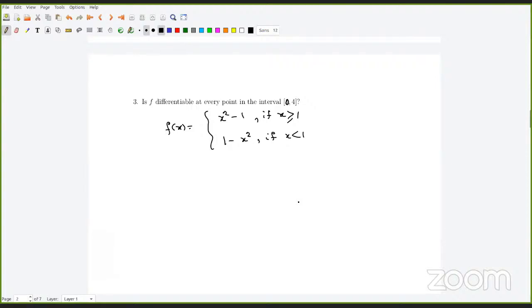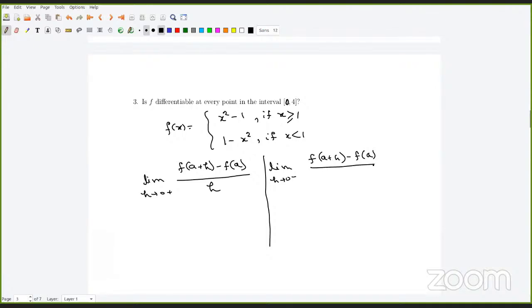First, take both the derivatives. One will be 2x, the other will be minus 2x. If I want to check it from the definition itself, then what should we do? Do you remember the definition? Limit h tends to 0, f of a plus h minus f of a by h. We have to take left hand and right hand limits. When h tends to 0 plus, I am coming from the positive side of that point, and when h tends to 0 minus, I am coming from the negative side, the left hand side of the point, right?